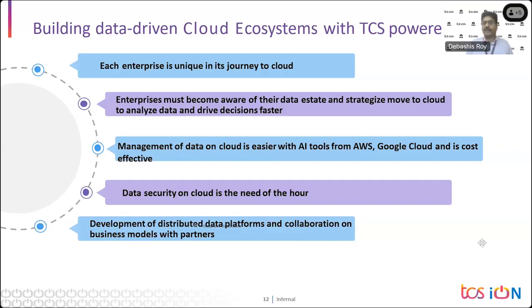Enterprises must be aware of their data estate and strategize their move to cloud to analyze data and drive decisions fastest. Management of data on cloud is easier with AI tools from AWS and Google Cloud, and it is cost effective because we only pay for what we use. Data security in the cloud is the need of the hour. Development of distributed data platforms and collaboration on business models with partners is what is directly leveraged into our own ecosystem of users on the cloud itself.